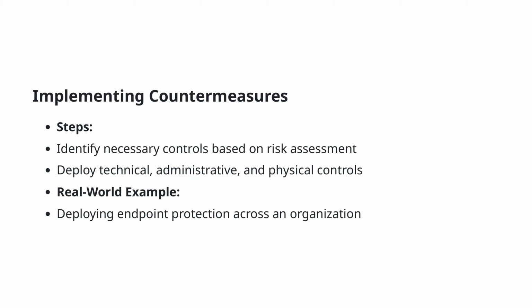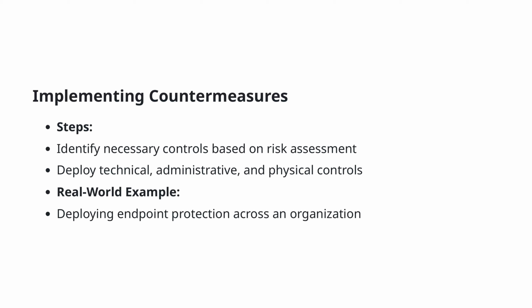In this slide, we'll delve into implementing countermeasures as a strategic response to identified risks. The first step involves identifying the necessary controls based on your thorough risk assessment. This will help you discern the appropriate measures to employ, whether they are technical, administrative, or physical in nature. Once you've determined what is needed, the next step is to deploy these controls effectively.